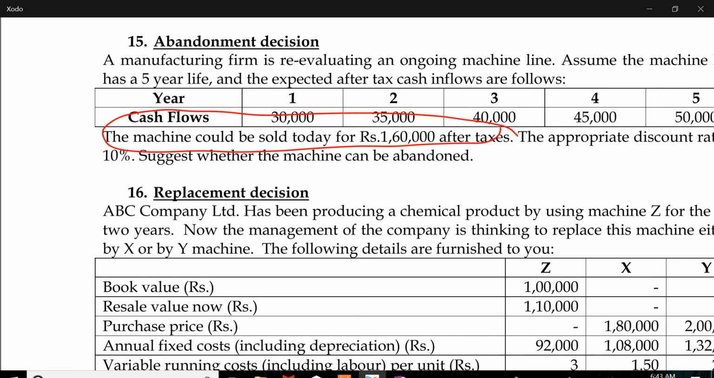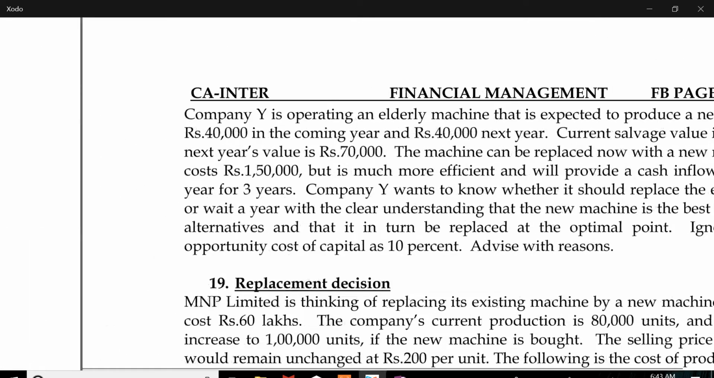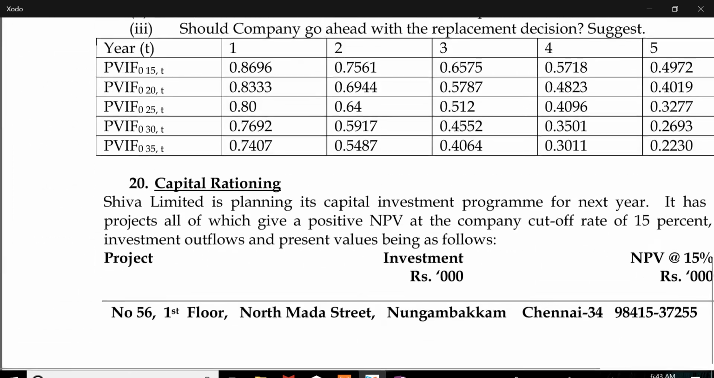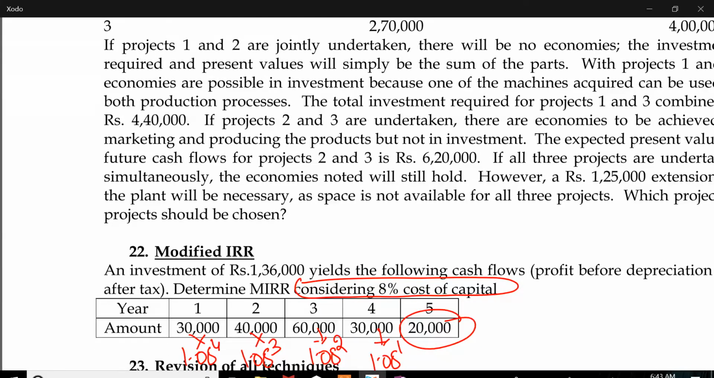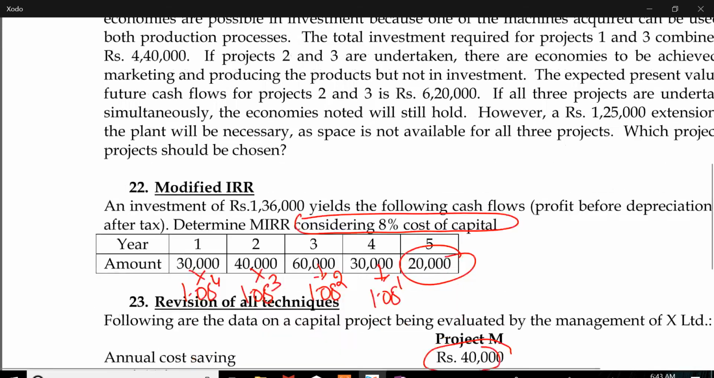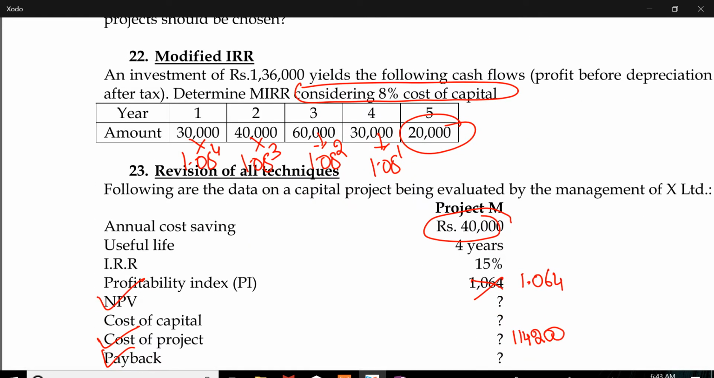Next point. Compute NPV. If NPV is positive, continue with the asset. If it is negative, then we have to discard the asset.